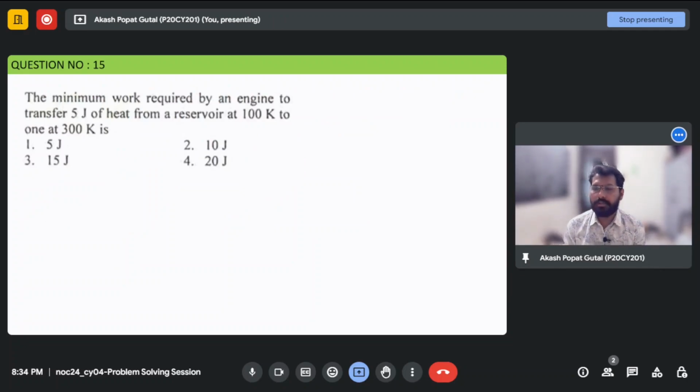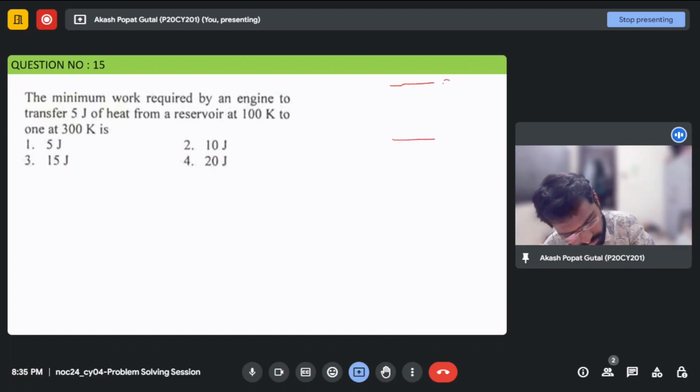And the last question: the minimum work required by an engine to transfer 5 joule of heat from a reservoir at 100 Kelvin to one at 300 Kelvin is. It's given as an engine, but it is a refrigerator because it is transferring heat from 100 Kelvin to 300 Kelvin, meaning cold reservoir to hot reservoir. So this is a case of refrigeration. We first draw the diagram.